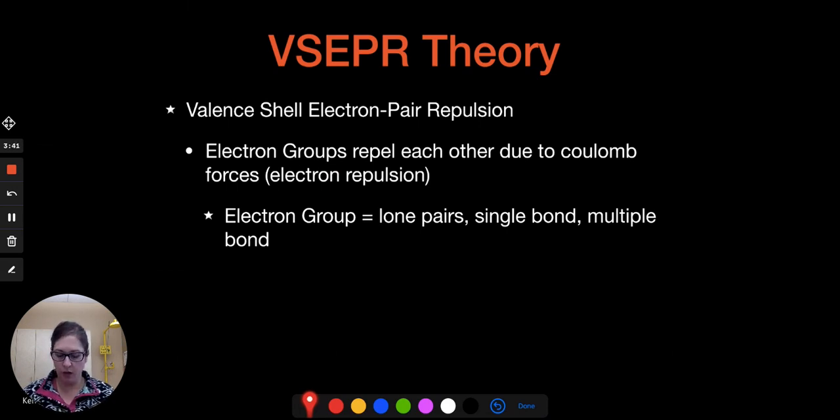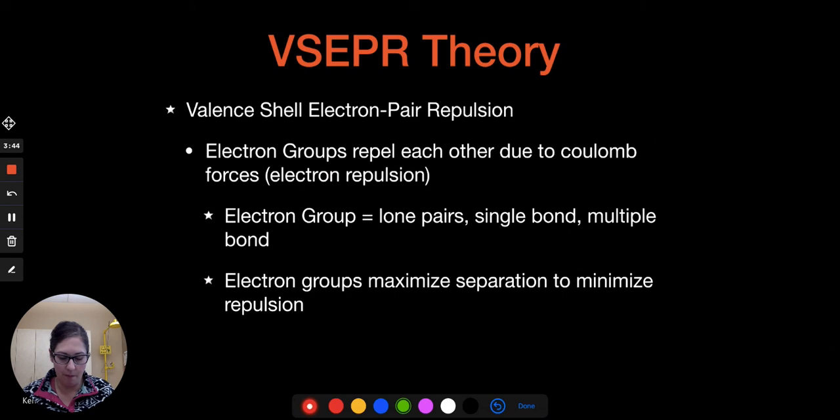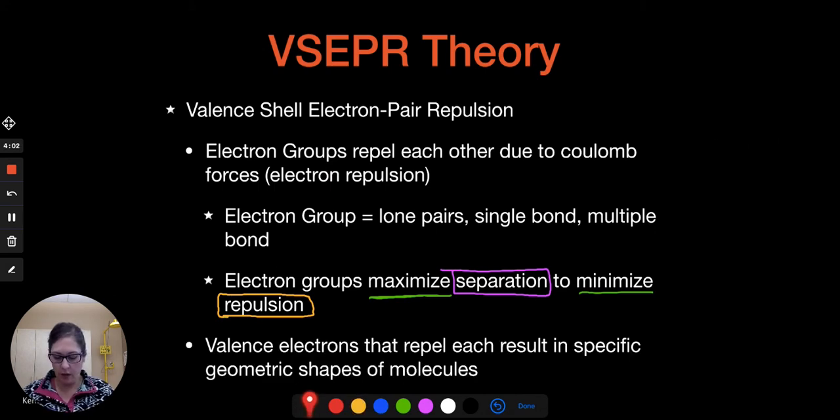And electron groups are going to maximize the separation to minimize the repulsion. That is where these shapes start to form. These valence electrons that we have are going to repel each other and result in a specific geometric shape for our molecules. And as we start to build larger molecules, that ends up adding to the overall function of our molecules.